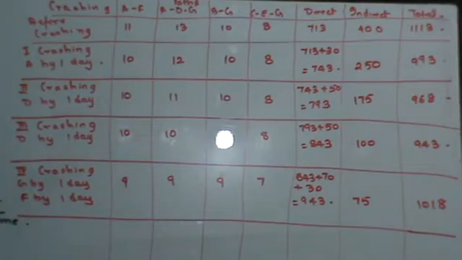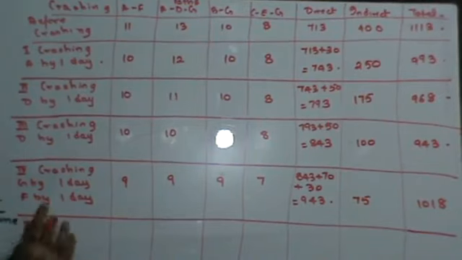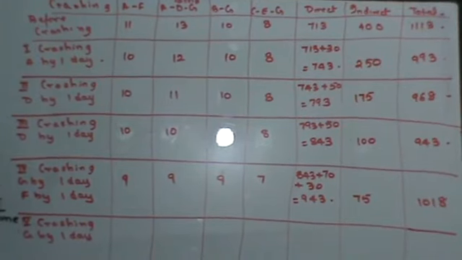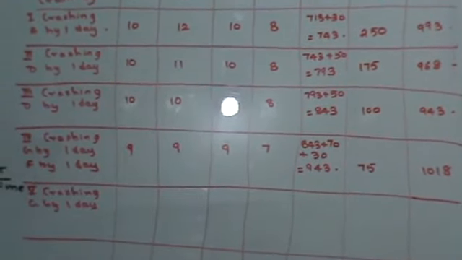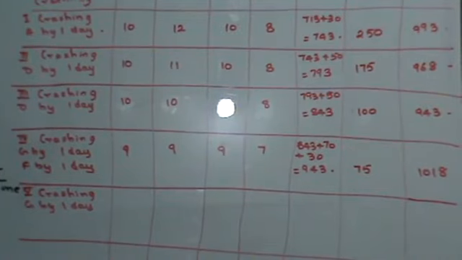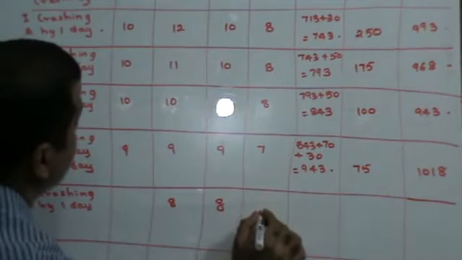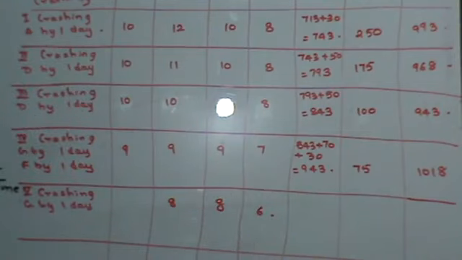Now, I have to crash G. The maximum time for which I can crash G is 2 days. So I'll crash it by one more day. Fifth crashing: G by 1 day. Because G is a part of my critical path, I have to ensure that I do maximum crashing of this. Now if I crash G by 1 day, then this will become 8 days. This will become 8 days. This will become 6 days. But my path AF will still remain 9 days.